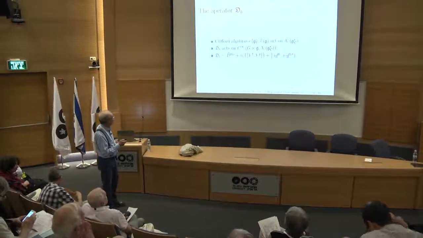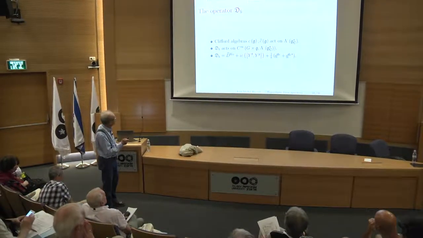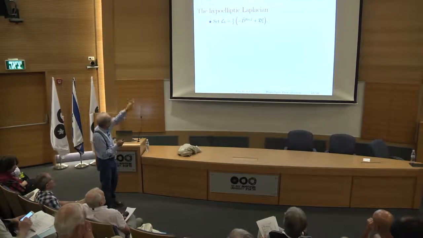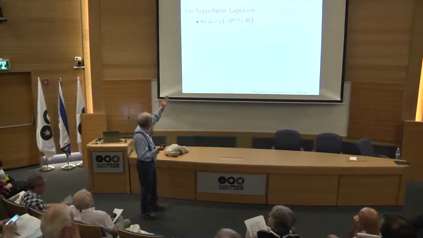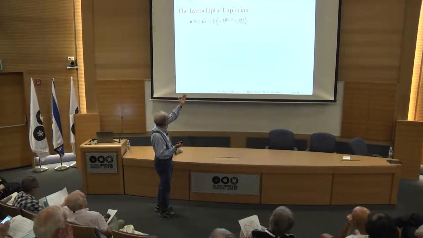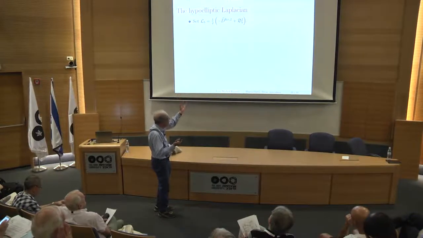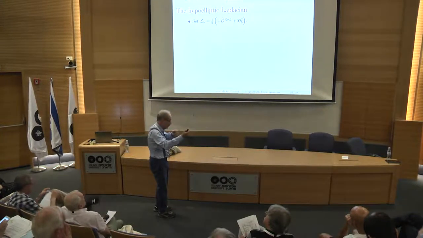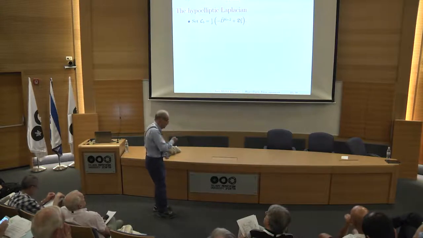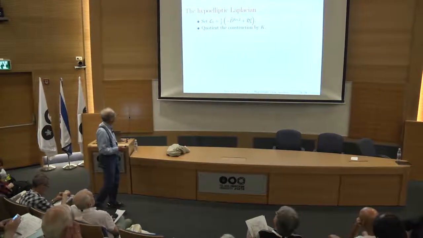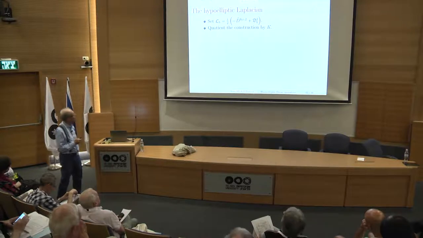So for the hypoelliptic Laplacian, you introduce this operator LB. That's a strange formula: one half of DB squared minus the square of the Dirac operator. So DB is the Dirac operator plus something. You square it, and you subtract the square of the Dirac operator. And you ultimately quotient the construction by K.